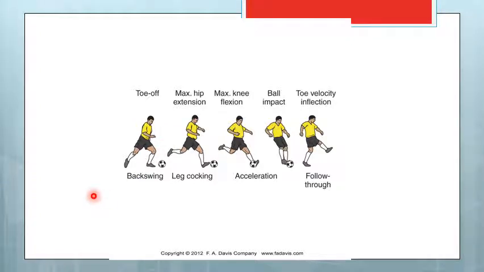So as we go into the different phases here, you have the name of the phases along the top. We have actually some of the movement dynamics associated. So for the backswing, we also refer to that as toeing off.